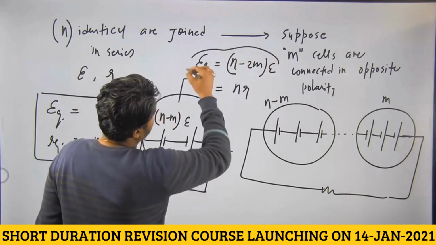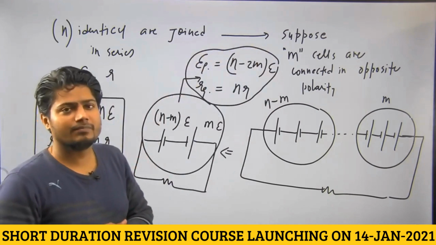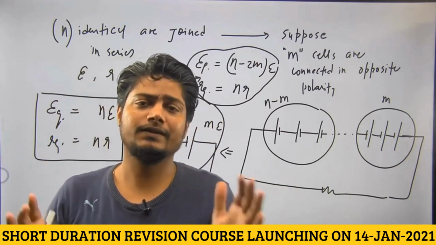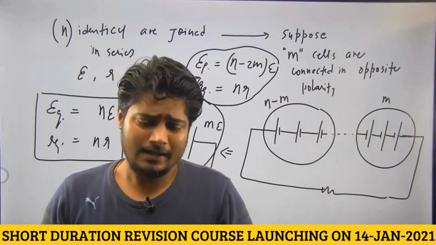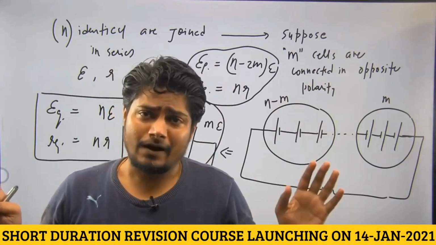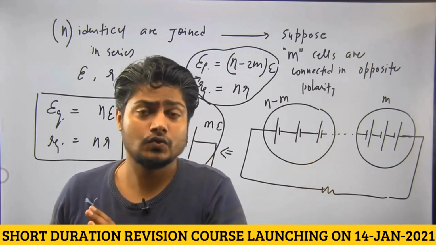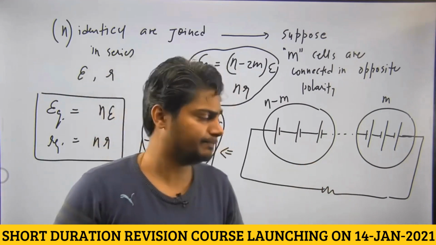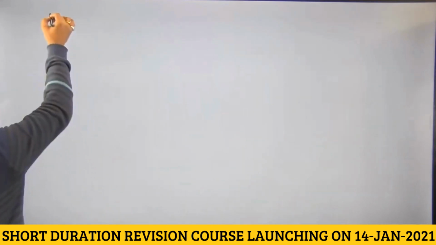So basically my dear students, this is a very good example of series combination, a standard question, where out of the N cells, if all of them are connected in the same polarity, effective EMF will be NE, effective resistance will be Nr. If out of those, M cells are connected in opposite order, then it will be N minus 2M times E and effective resistance will be the same as Nr. Now let us go to the parallel combination.